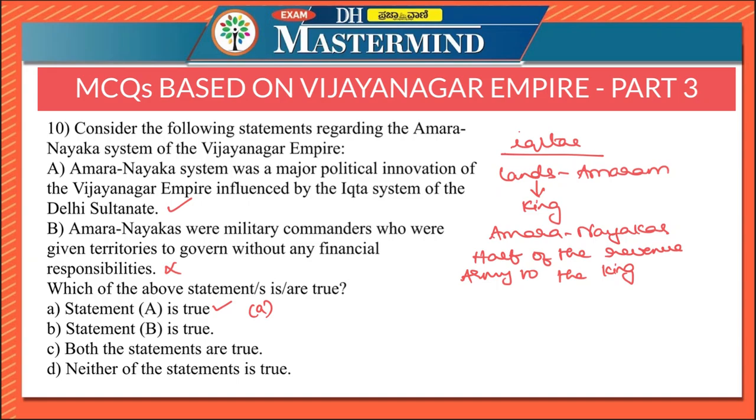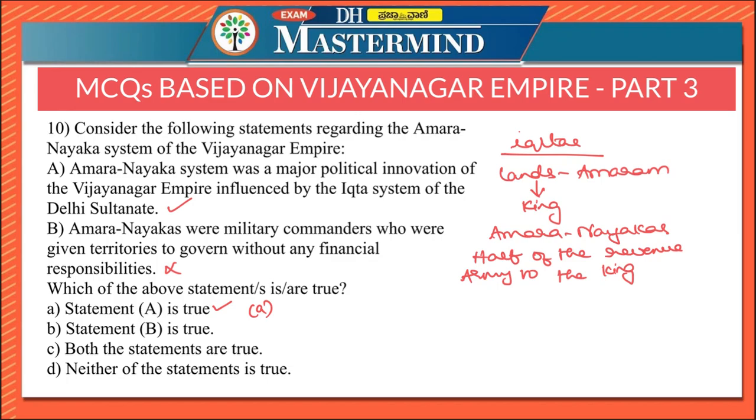So the second statement, Amaranayakas were military commanders who were given territories to govern without any financial responsibilities, is wrong. They had financial responsibility as well, and they collected taxes from the peasants. Amaranayakas retained part of the revenue for personal use and for maintaining a stipulated contingents of horses and elephants. These contingents provided the Vijayanagar kings with an effective fighting force with which they brought the entire southern peninsula under their control. Some of the revenue was also used for the maintenance of temples and irrigation works. So they collected taxes and other dues from peasants, craftspersons and traders in the area.